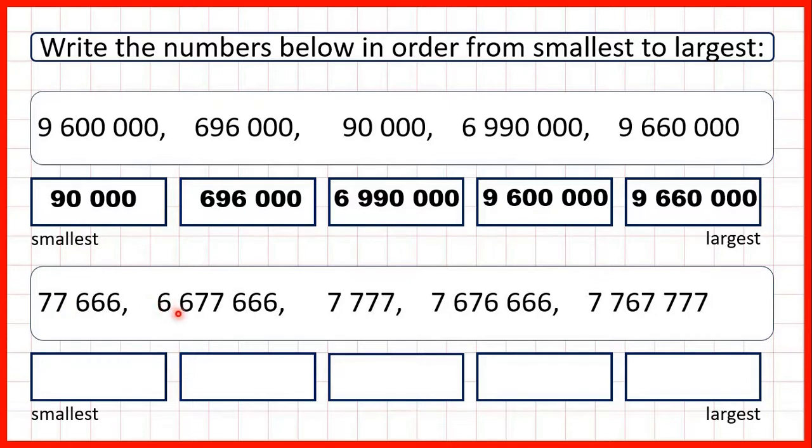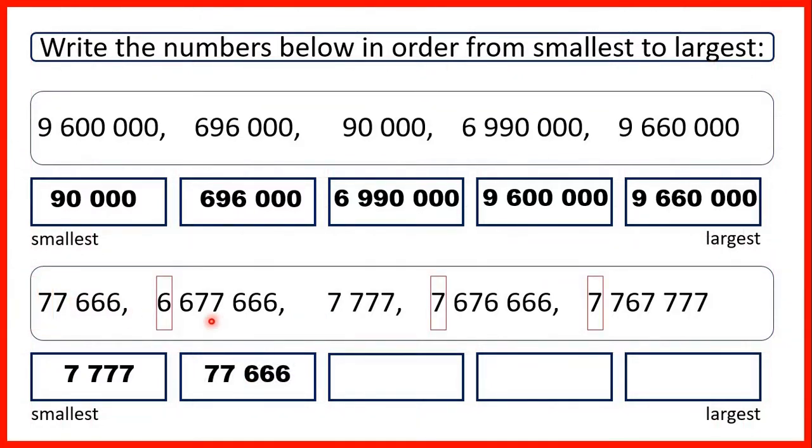Now we have 77,666, 6,677,666, 7,777, 7,676,666, and 7,767,777. Again, we know that numbers with fewer digits will be smaller. So that means this number here, which only has 4 digits, is our smallest number, and then this number here, which only has 5 digits, is next smallest.